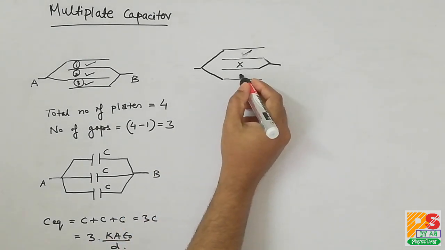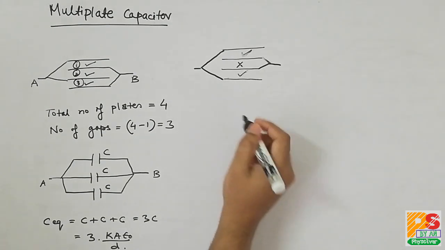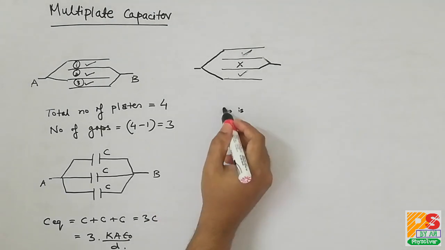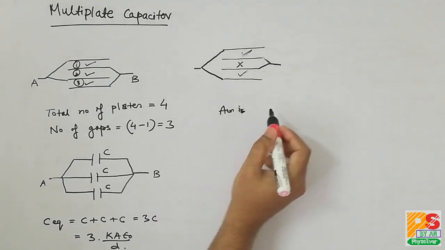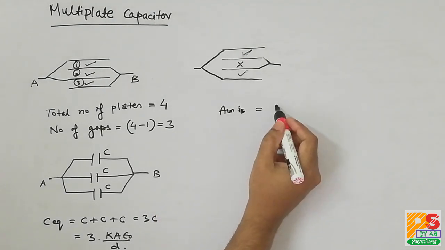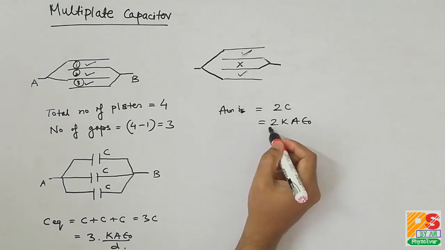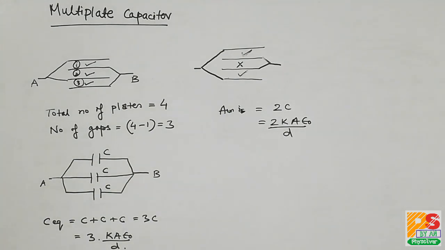Therefore it is clear that though the number of plates is 4 and the number of gaps is 3, not all 3 gaps are valid capacitors. Only 2 are capacitors and they are connected in parallel as I mentioned earlier. So the answer will be C plus C, that is 2C. So 2Kε₀A/d.